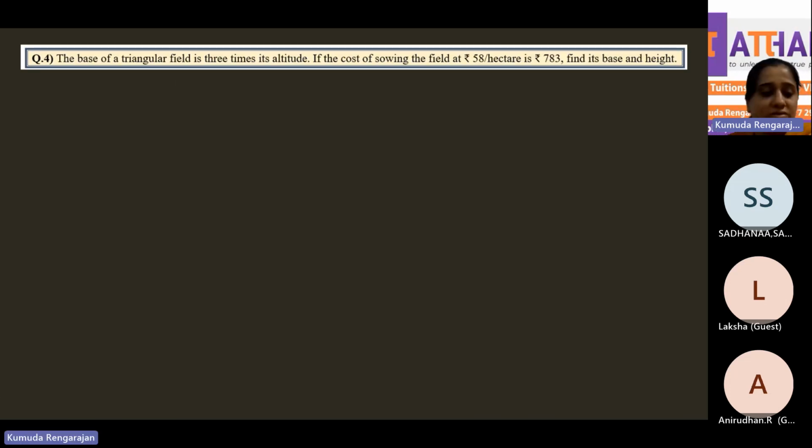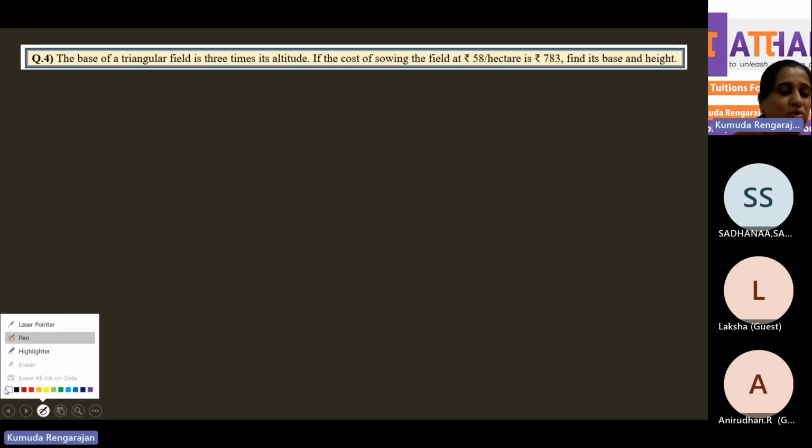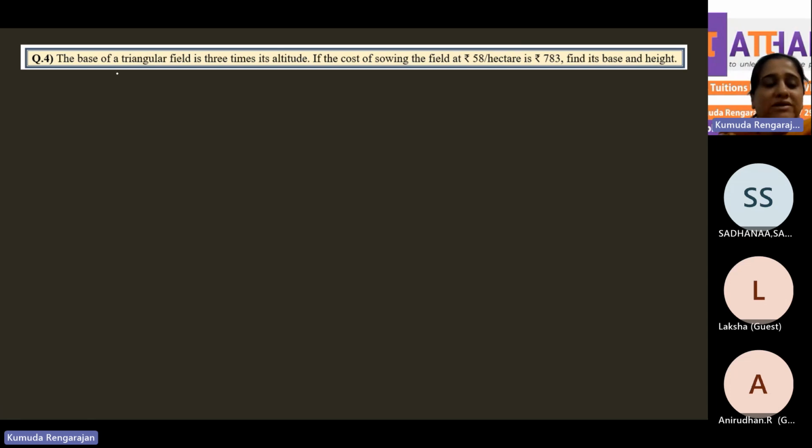Okay, so now we'll do this because it's quite new, no? So you might still be finding it difficult. So let's do it now. Tell me the first line, children. Area into rate is equal to total cost, correct? Close your book, all of you.